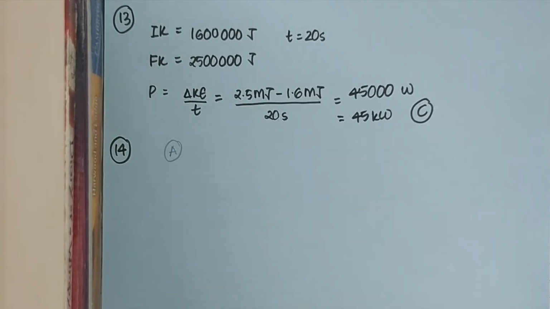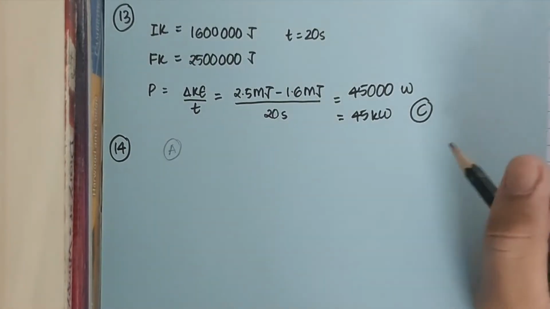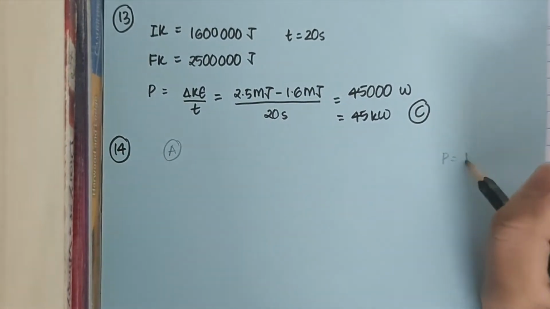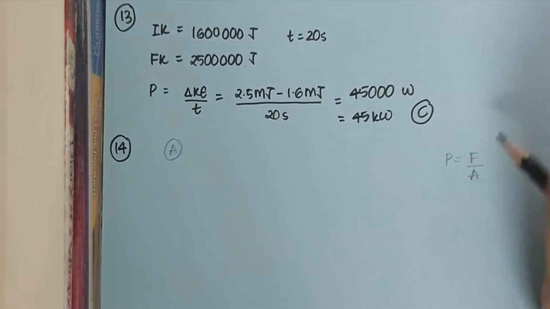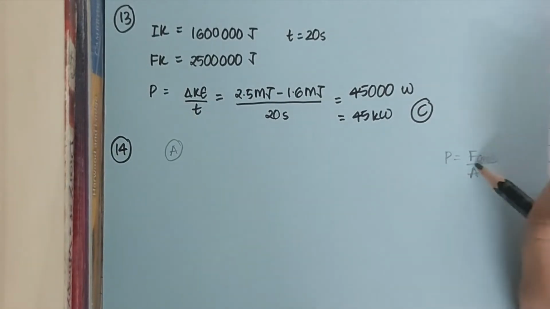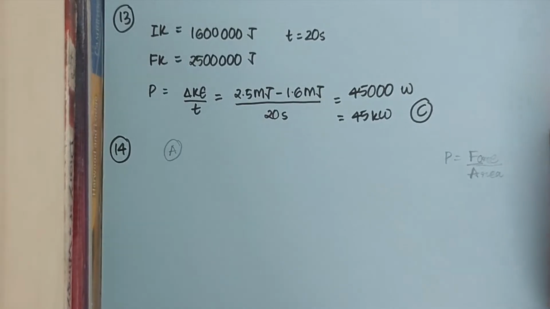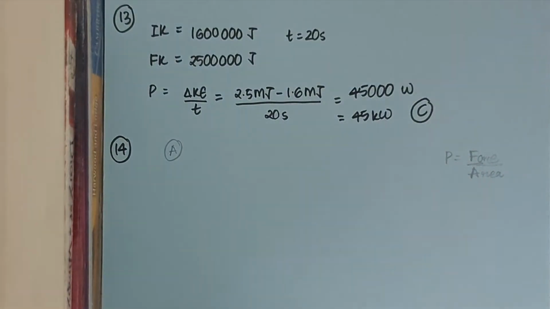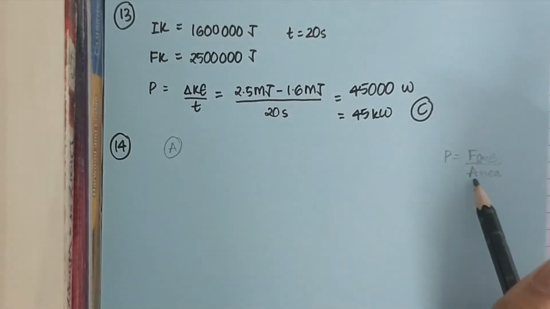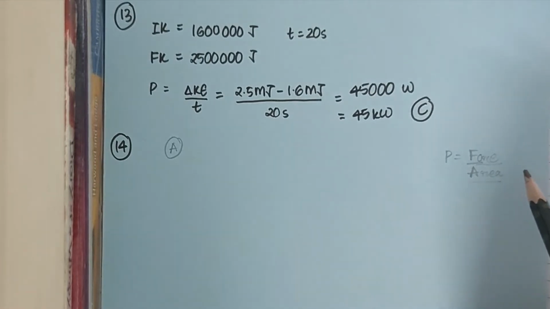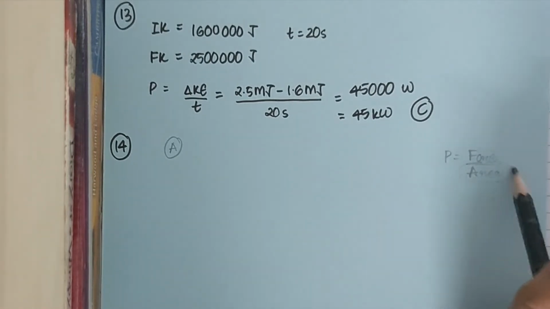Question number 14. Which diagram shows an athlete exerting the least pressure on the ground? Okay, we are talking about pressure. Let's write the formula for pressure first. So P is equal to F divided by A. Over here, F is force and A is area. Now, what does it mean by area? Let's say in option C, the athlete is touching the ground only using his foot. So the area he's touching the ground with, that is what area over here means. So the area of the foot will be the area in this equation for option C.